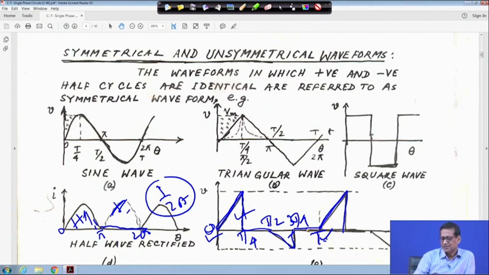So this is the idea for symmetrical and unsymmetrical waveforms. For an unsymmetrical waveform, you have to consider the complete cycle to get the average value or RMS value, right? For a symmetrical waveform, you can consider the half cycle or even the quarter cycle. It will give you the same result. But for an unsymmetrical waveform, you have to consider the complete cycle to get the average value or RMS value, right? So hope this is understandable to you.